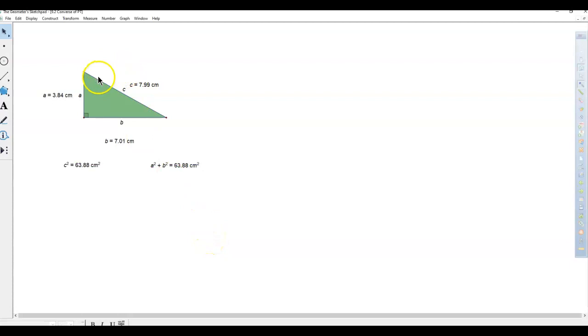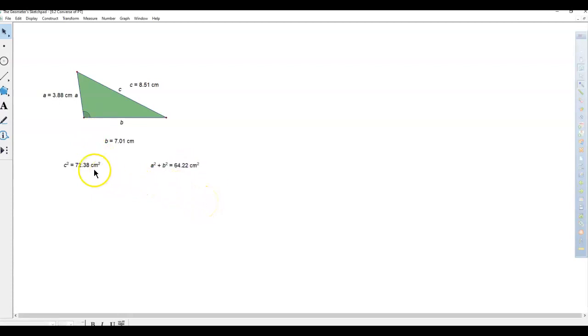Now what I want to do is make this triangle obtuse. And the way I'm going to make this obtuse is by making this right angle larger. So I'm going to drag A to the left here. And when I drag this segment to the left, I make this angle larger, which makes an obtuse triangle. And what you'll notice now in this case is that c squared is now greater than a squared plus b squared.